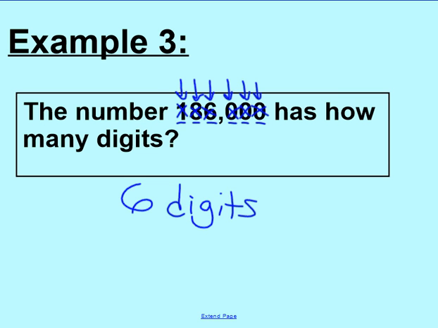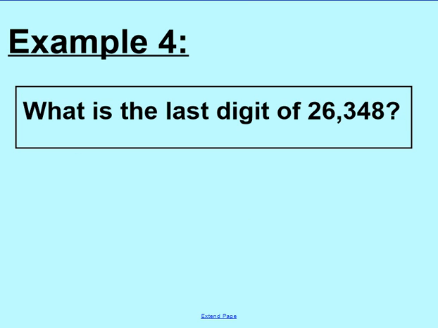Let's take a look at example number 4. It says, what is the last digit of 26,348? The last one. What does he mean by last? I mean the last one that you say. Read this number again to yourself and figure out what the last number you say is. The last number you say is 8. 26,348. 8 is the last digit.